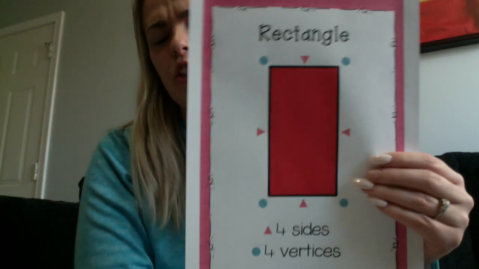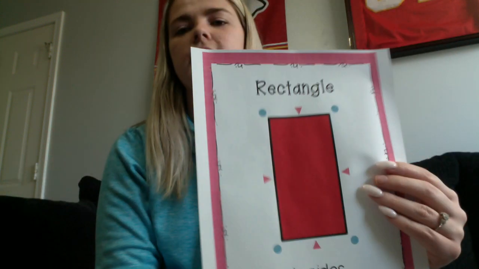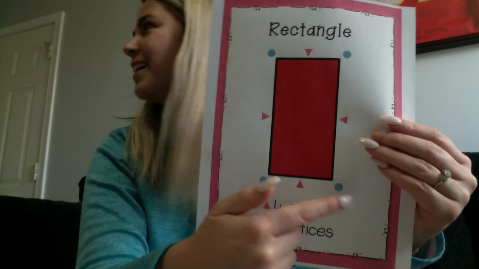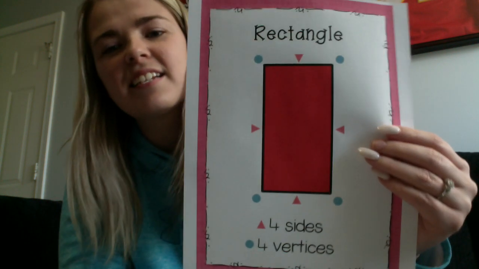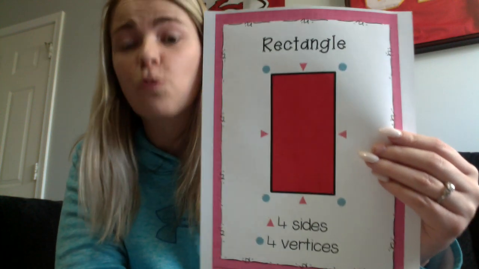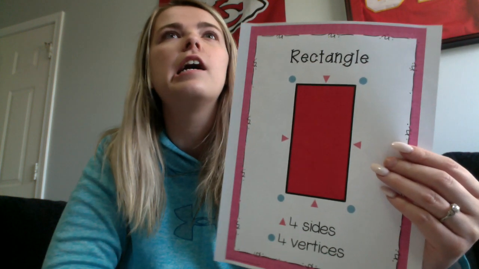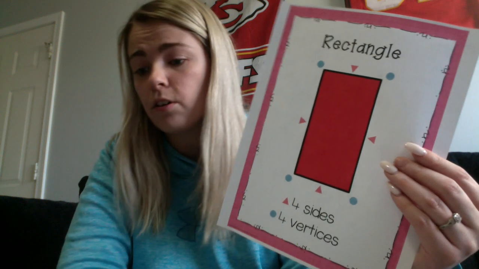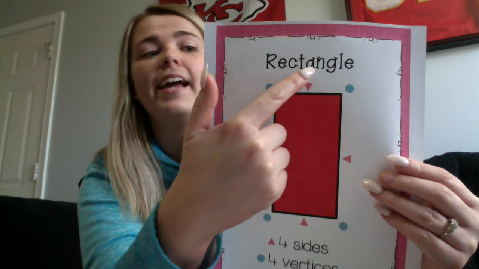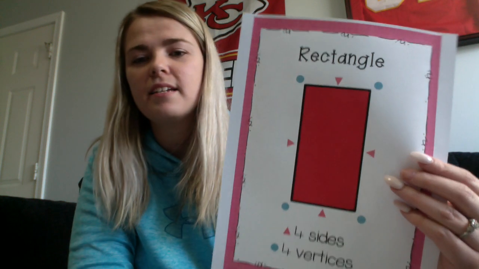Now, you may notice a rectangle looks kind of like a square, whether it's like this or like this. But if you look, rectangles have 2 long sides and 2 short sides. Okay? So not all sides on a rectangle are the same, but all sides on a square are the same. And when I think of rectangles, you might think of a TV, because some TVs are rectangles. But rectangle is spelled R-E-C-T-A-N-G-L-E. What shape is this? Rectangle. Great job. And my last shape is a hexagon.